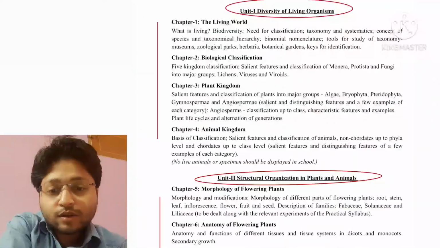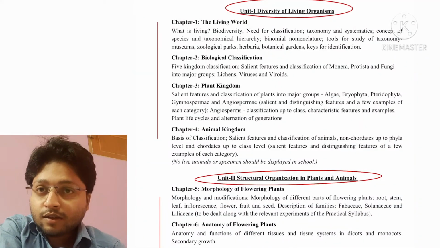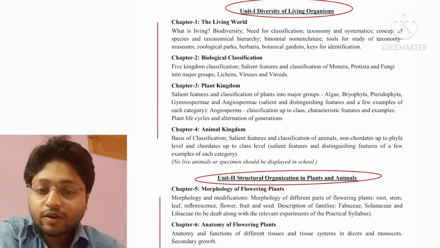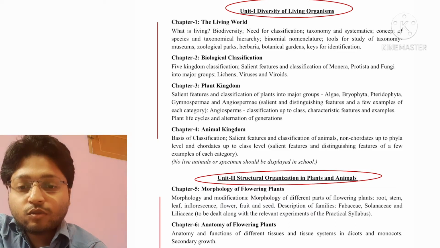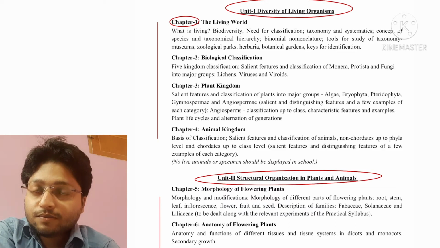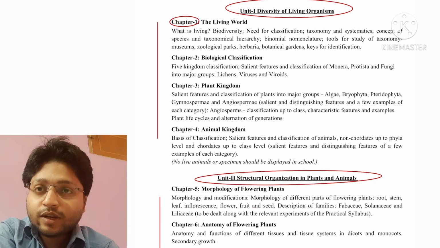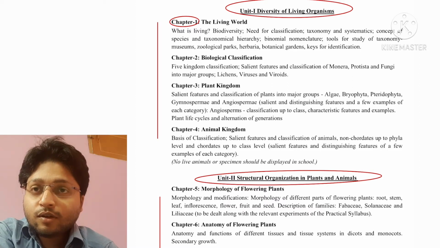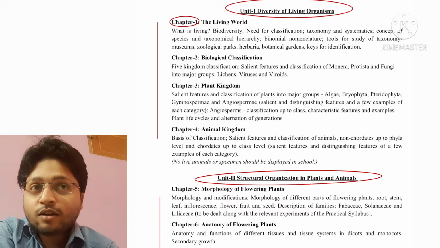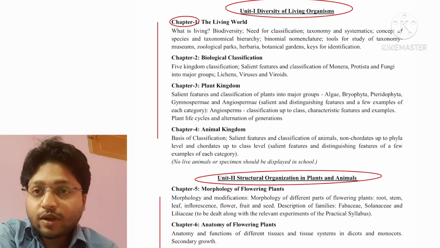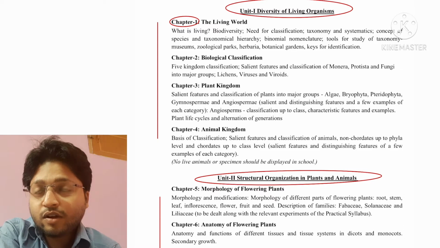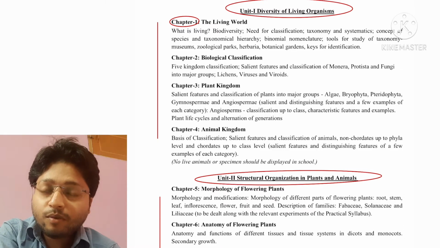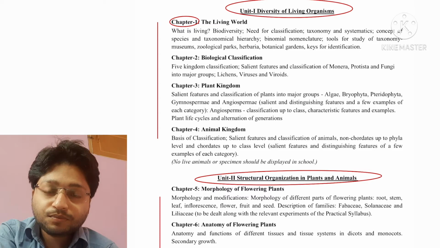So now we'll come to the chapters under these units. In the first unit, in chapter 1, we will discuss the living world. This chapter deals with life. What do you mean by life? And what do you mean by living organisms? The salient features of the living organisms, and how these living organisms are different from non-living things.